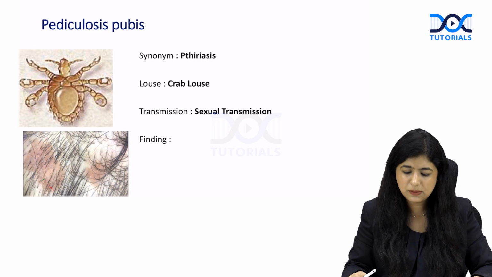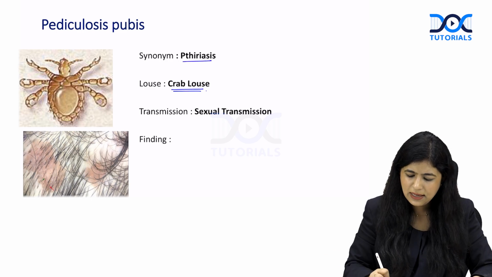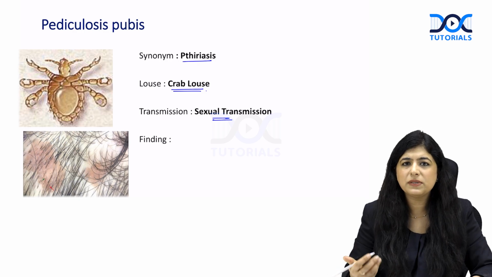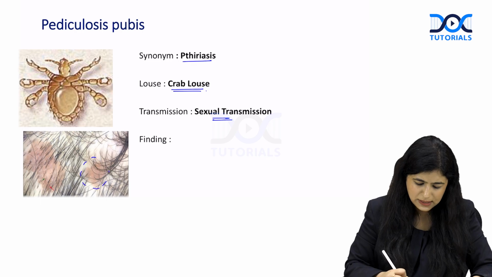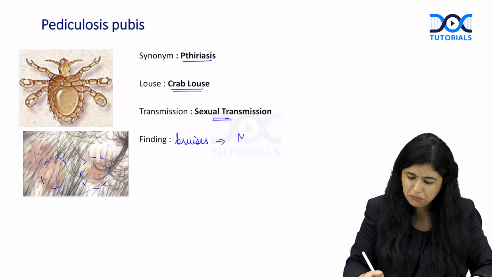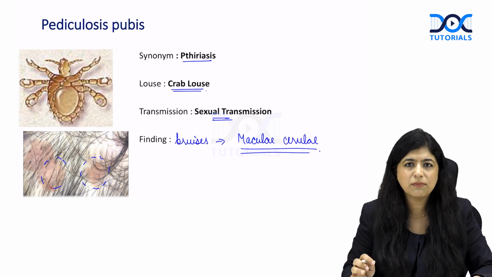Then in pediculosis pubis, also called phthiriasis, it is caused by the crab louse, and this is often a sexually transmitted disease where the patient presents with itching in the pubic hair. When you examine, you see these small bruises in the area. These bruises are called maculae caeruleae. So a classic finding in pubic pediculosis is maculae caeruleae, which are small bruises in the pubic area.